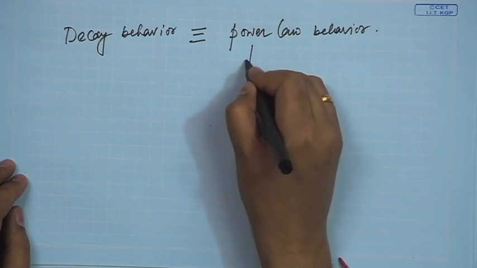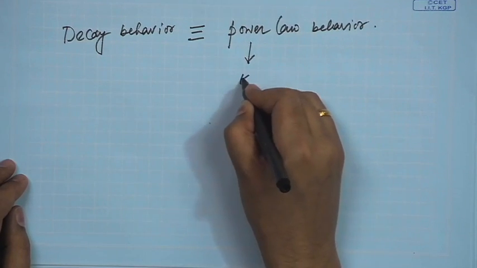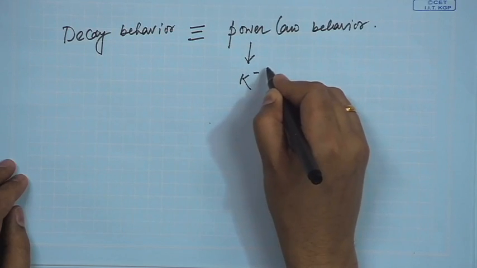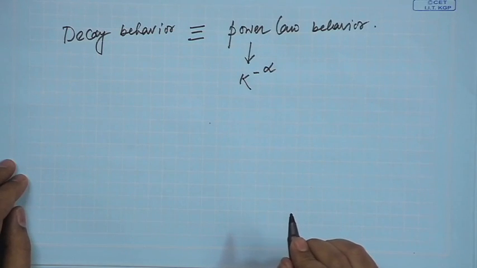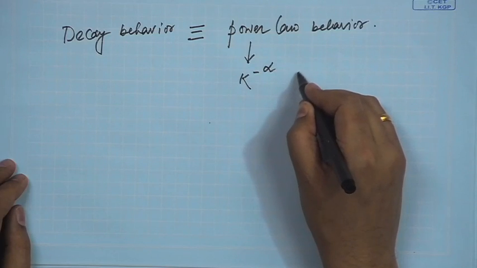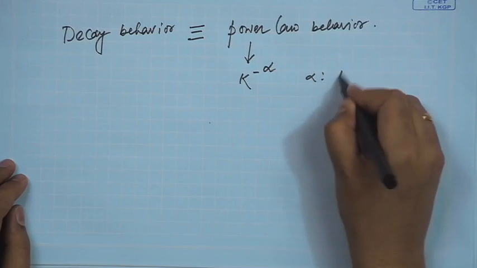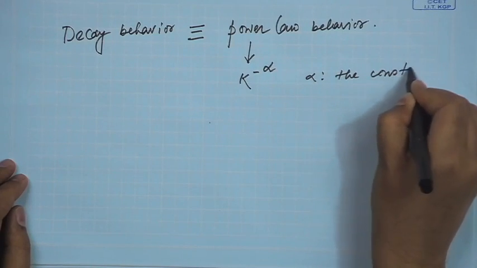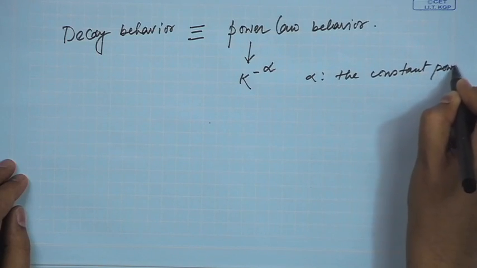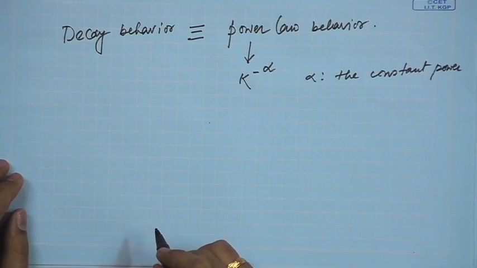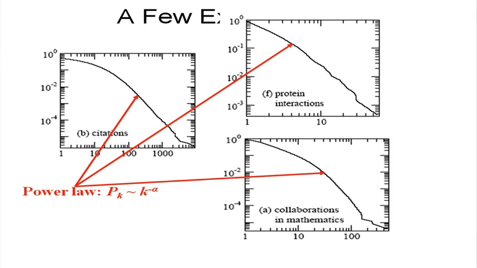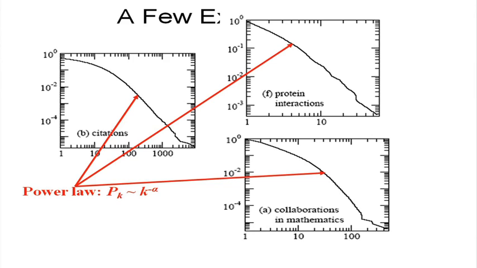Because the decay happens as k to the power minus alpha, where alpha is the constant power. And you see, all the different networks that I have given examples of in the last lecture, many of them actually follow this kind of a power law degree distribution. So, their degree distribution has a power law behavior.